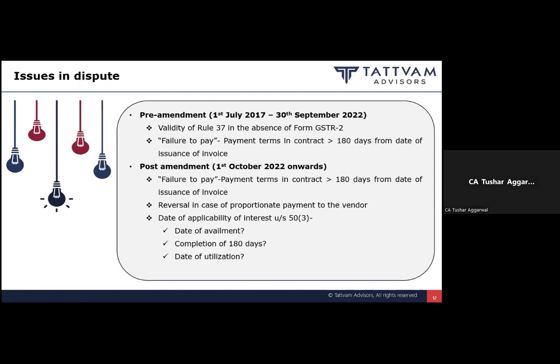So let me give an example. When we talk about the amended Rule 37, ITC availed January 2023, ITC utilized March 2023, and 180 days is getting over in June 2023. At that time, when I am reversing the ITC, from which date am I liable to pay the interest? Is it from the date of utilization, since I utilized in March 2023, or should it start after the completion of the 180th day?